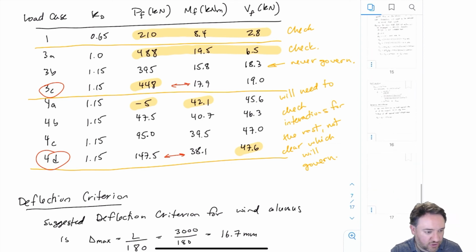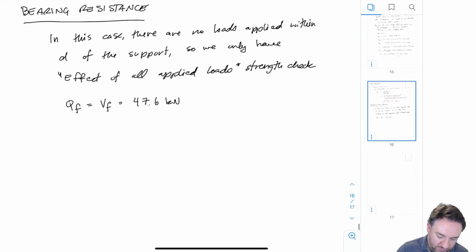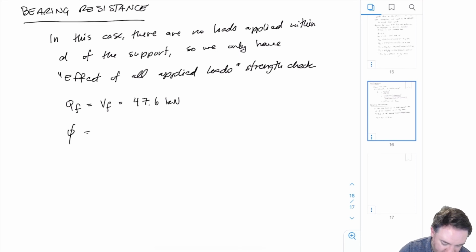None of the other ones are close. So just like when we did shear, the other ones are much, much lower. So the KD gives you 15% more or 35% less, but if something is more than twice as low, then it's not going to govern. So here we have QF equals VF, in this case, 47.6. Phi is 0.8, and as I said, the KD for load case 4, this is for 4D, is 1.15.